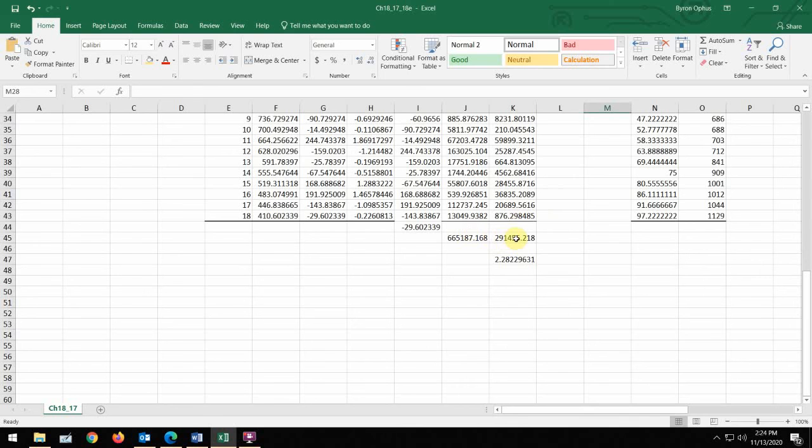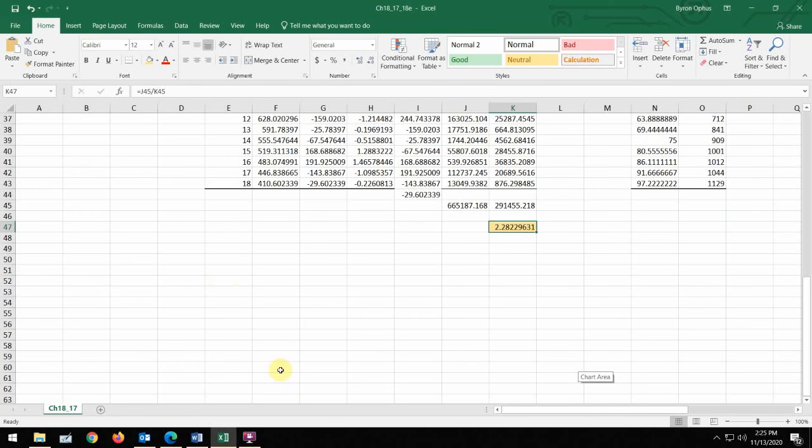Now all I have to do is divide this by that. So this is equal to this divided by this. Boom, and I get 2.28. Remember, my upper d was 1.39, so I'm greater than that upper d, and so the null hypothesis is not rejected. The null hypothesis was that there was no autocorrelation, so I do not reject the null hypothesis. That's really all there is to that.